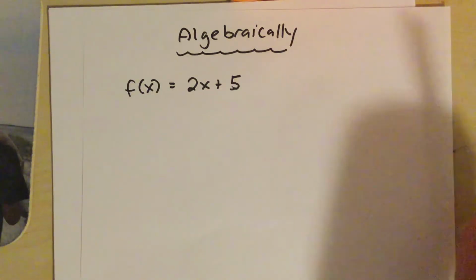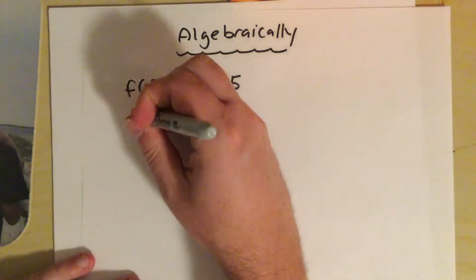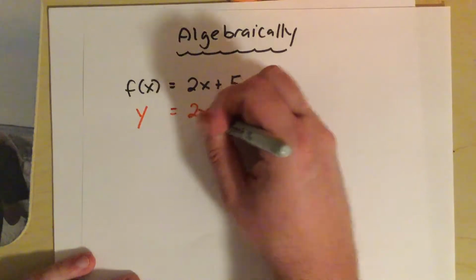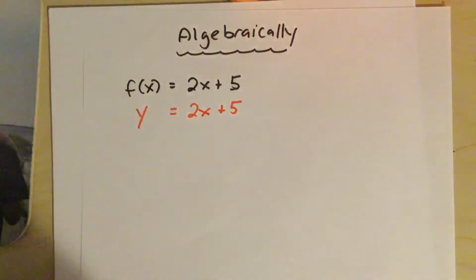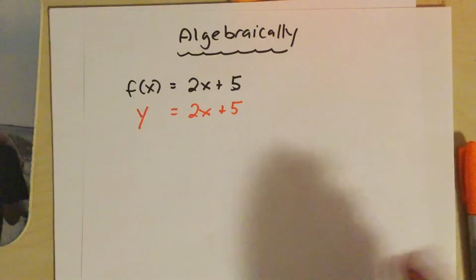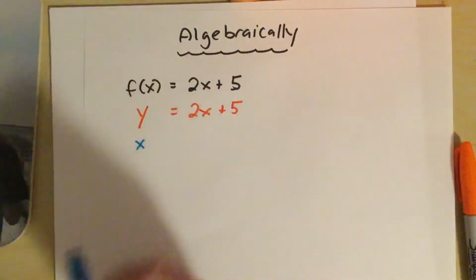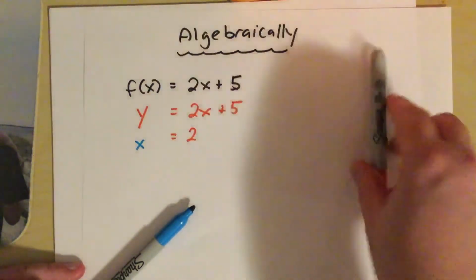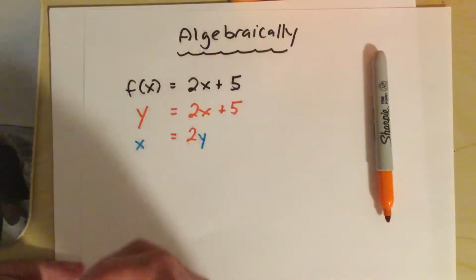So the first step is we're just going to write the f of x as y. The next thing we're going to do is switch the x and the y's. So instead of y, we're going to write x. And otherwise we keep it exactly the same.